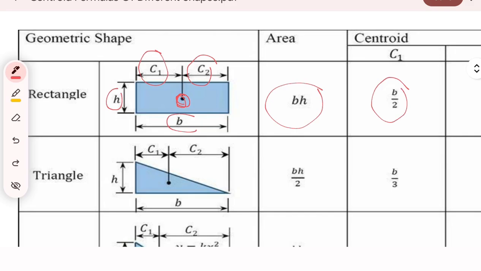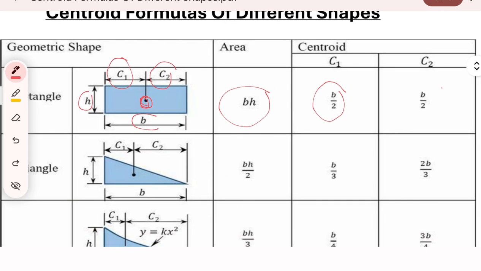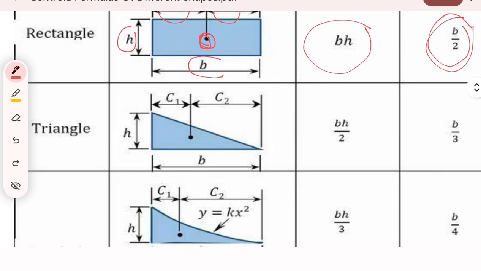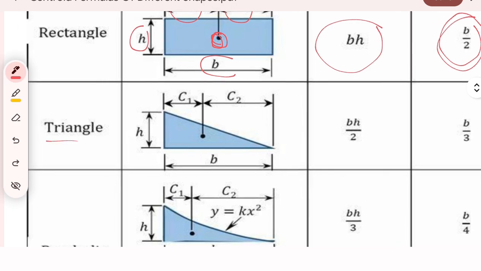So you simply divide base by 2. That is the location of the centroid from the left side. The location from the right side is also b over 2. So it is very simple if you have a rectangular form, because the centroid would simply be at the center of that rectangle, which is half the base. So b over 2.